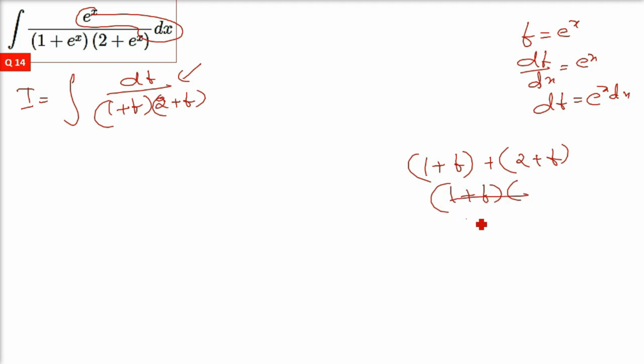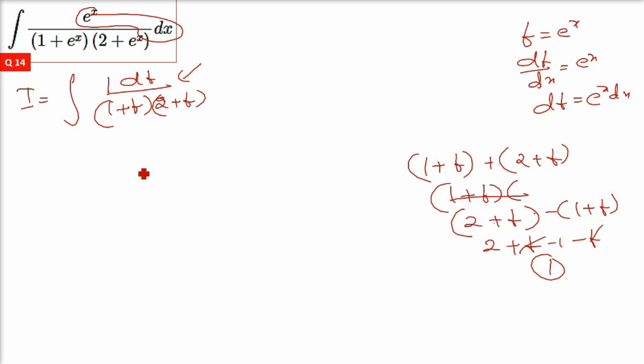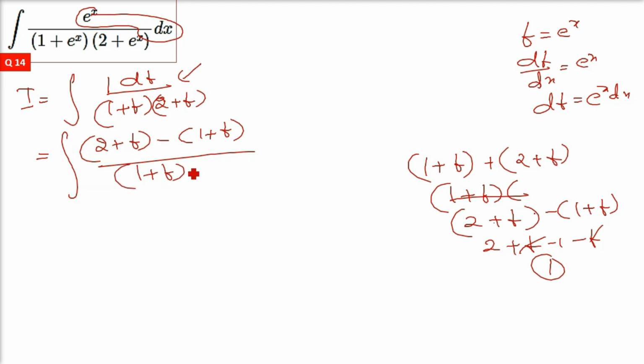So what we'll do here is 2 plus t minus 1 plus t will give you what? t minus t will be 0 and 2 minus 1 will be 1. So you will get a 1 here. So this 1 can be written as 2 plus t minus 1 plus t, which has perfectly worked. This is actually written just to eliminate the denominator one by one, and then get an easier simplified result so that we can integrate it properly.